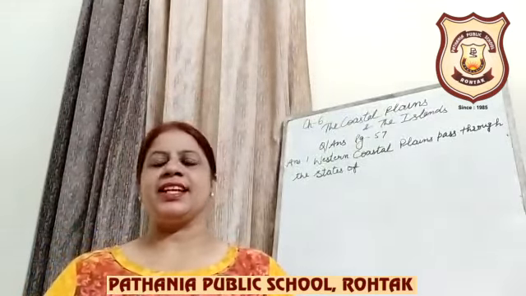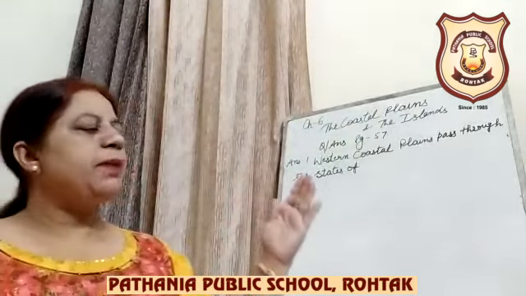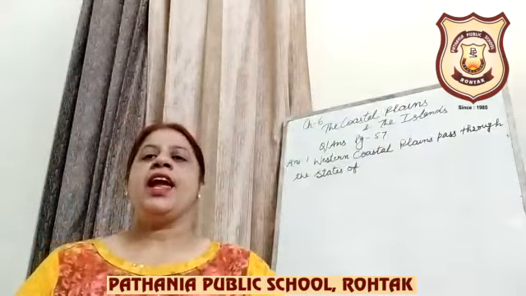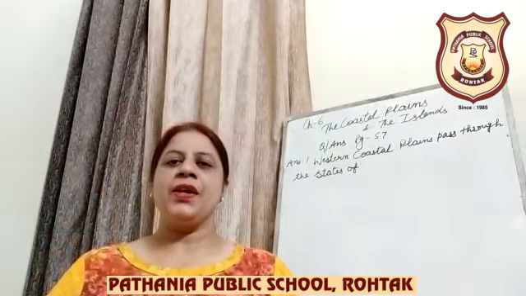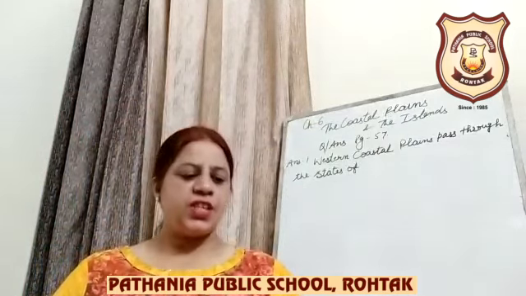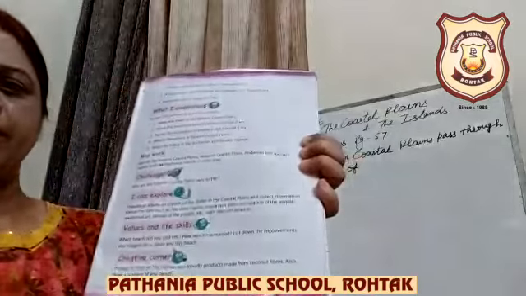Welcome in SST class. Children, chapter number 6, the coastal plains and the island. Exercises part, reading part, completed. So today we are going to start question answers. Question answers from page number 57. You just see page number 57.